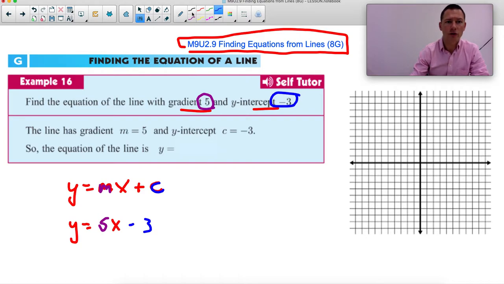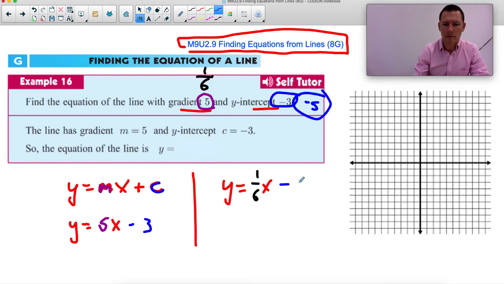Okay, so you try that if the gradient is 1/6 and the intercept is negative 5. All right, pause and try that. Cool. It'd be the same thing. You'd just say y equals, the gradient is 1/6, so leave it as 1/6 x plus c, minus 5.